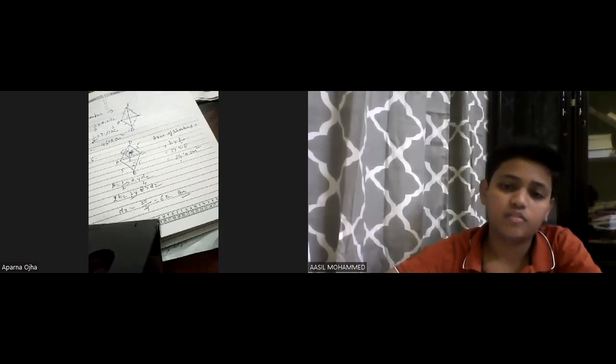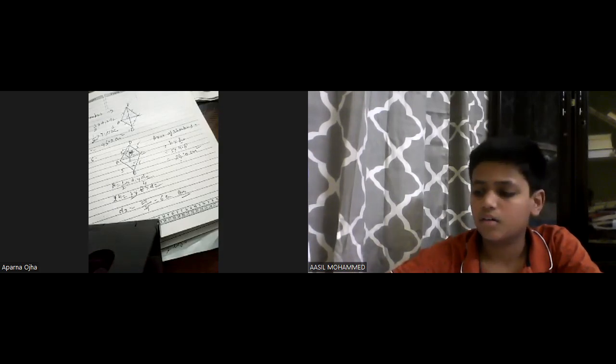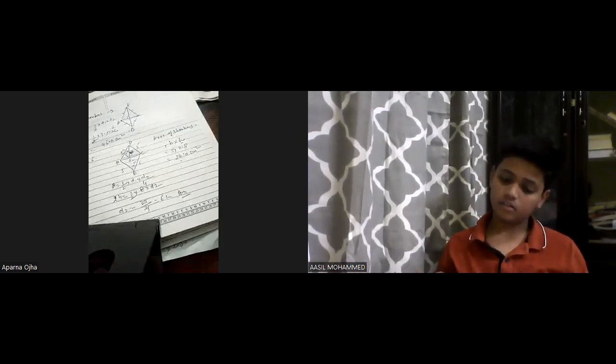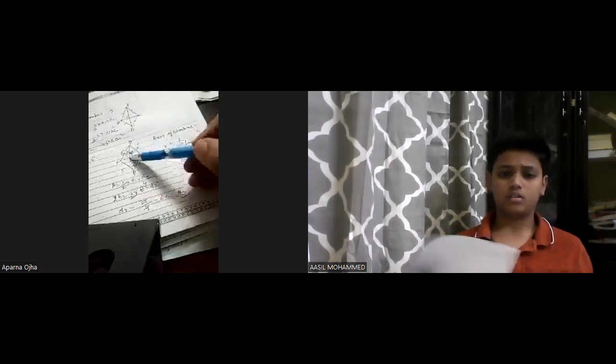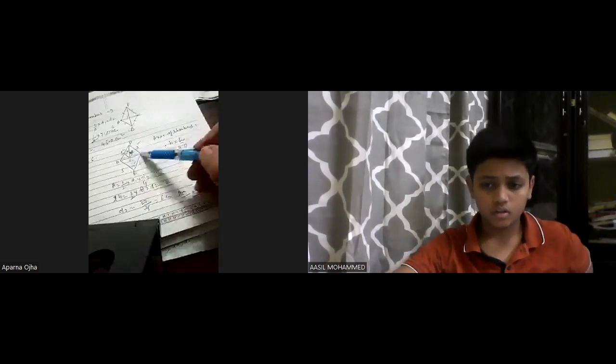I have confusion in the first step, base into height. That parallelogram formula you studied yesterday, I think. What is a rhombus? A rhombus is just like a parallelogram, because here one base is given and one height is also given. One side, that means the base, is given here, and this altitude is also given.